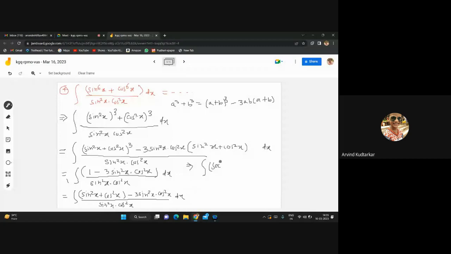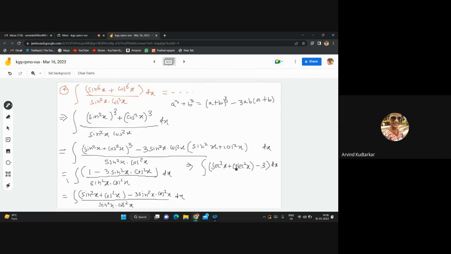Sec square x plus, here look, cos square gets cancelled. 1 by sin square is cosec square. Here you will get cosec square. Okay, minus, when you divide sin square cos square to minus 3 times into sin square cos square, they get cancelled. They remain minus 3.